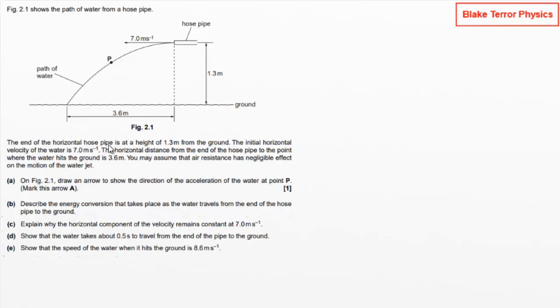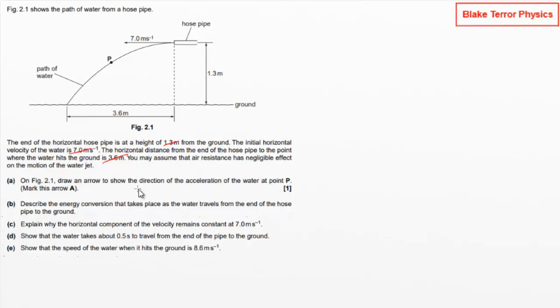End of a horizontal hose pipe, height 1.3 meters. That's already there. Initial horizontal velocity of the water is 7. We've got that. Horizontal distance from the end of the hose pipe to the point where it hits the ground is 3.6. So they've put all of that on.